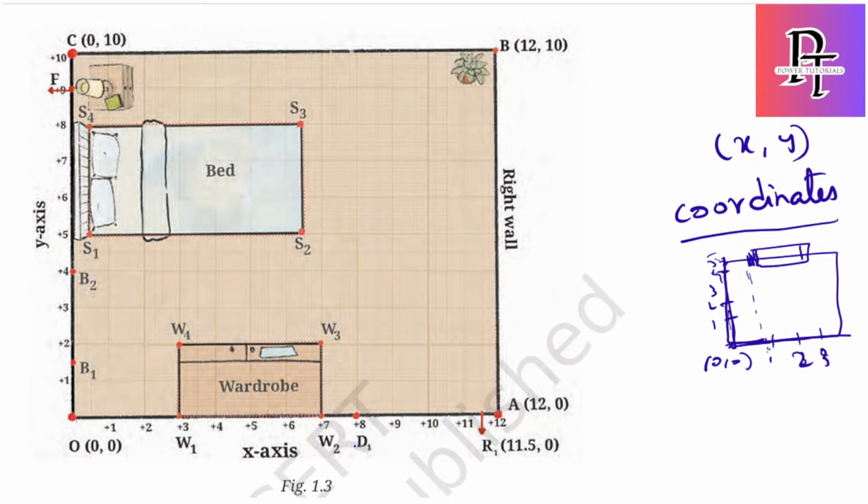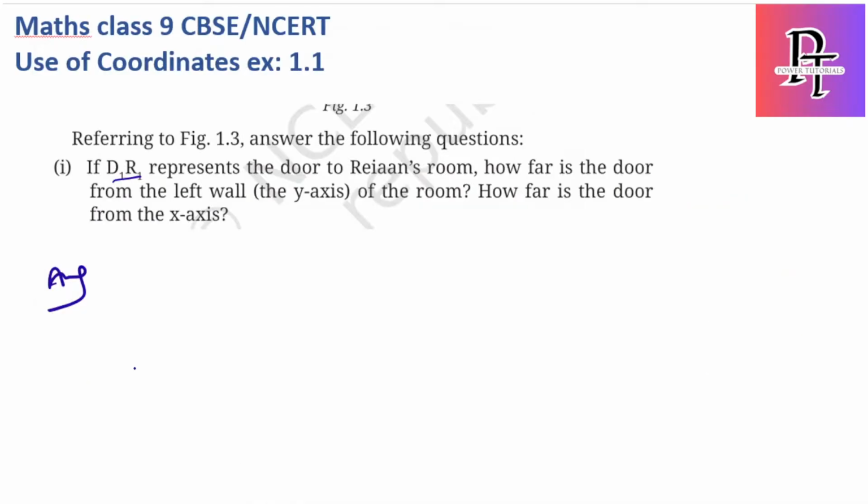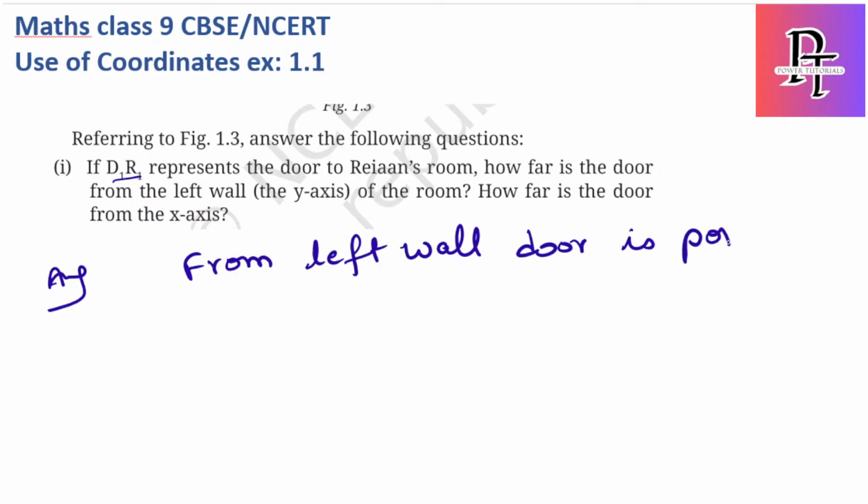If you notice here, the D is positioned at plus 8. So the door from the left wall is positioned at 8 units. Here they haven't mentioned whether it is feet, centimeters or something, so that's why I'm just using units as a value. It is 8 units from the left wall.